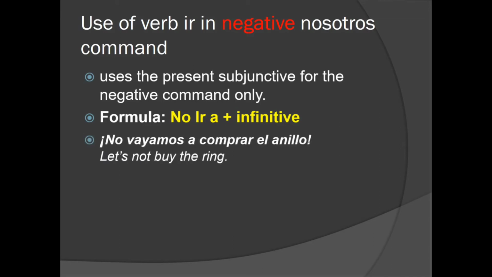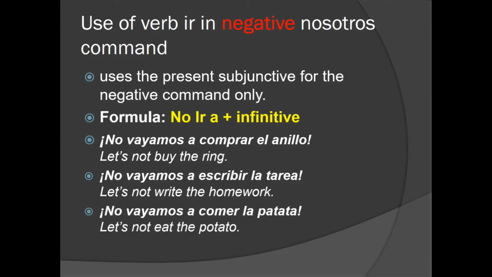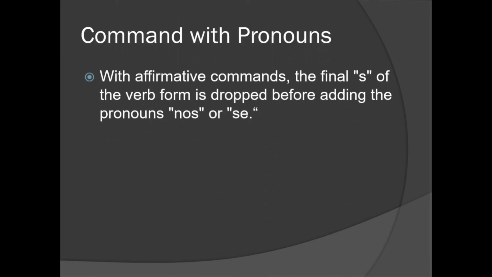So, no vayamos a comprar el anillo, let's not buy the ring. No vayamos a escribir la tarea, let's not write the homework. And no vayamos a comer la patata, let's not eat the potato. So this time, ir is conjugated in present subjunctive, which is vayamos. Now, let's see how we use them with pronouns.